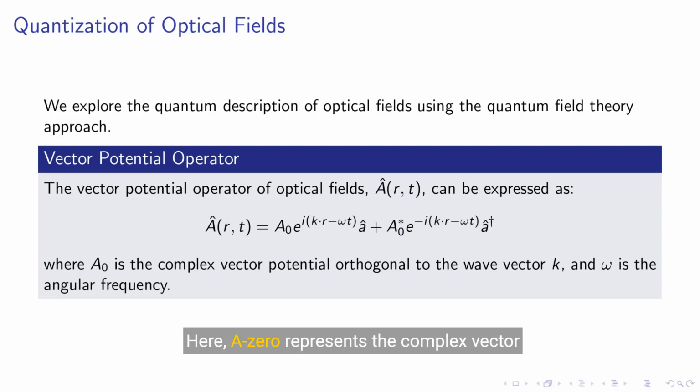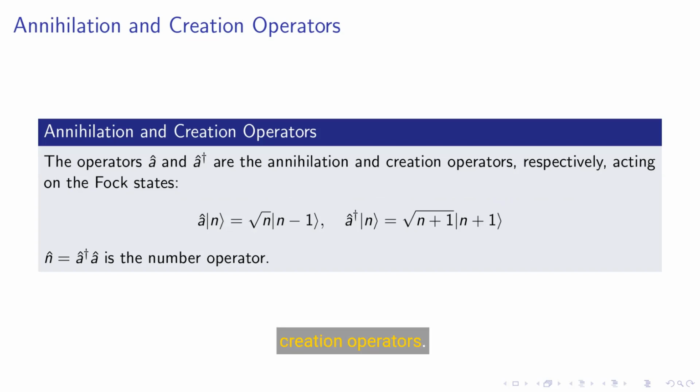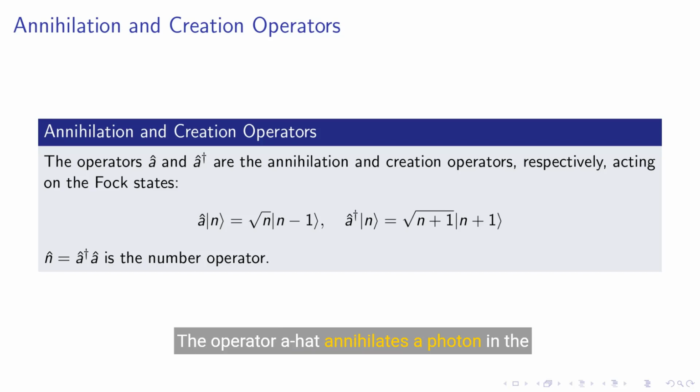Here, A0 represents the complex vector potential, which is orthogonal to the wave vector k, and omega is the angular frequency. Moving forward, let's discuss the fundamental components of quantum optics, the annihilation and creation operators. The operator a hat annihilates a photon in the state n, resulting in the square root of n times the state n minus 1. Conversely, the operator a hat dagger creates a photon, resulting in the square root of n plus 1 times the state n plus 1.